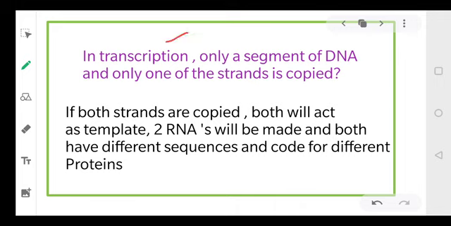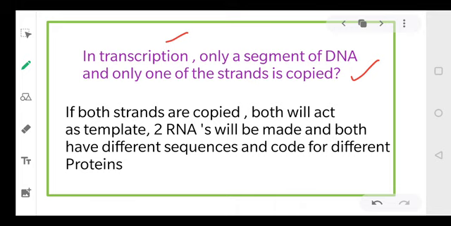Now see, I have a statement, and this statement was asked in the board exams 2 years back. The statement is: in transcription, only a segment of DNA, or only one of the strands, is being copied. Why? What is the reason for this? So first you understand the question. I'm again repeating.